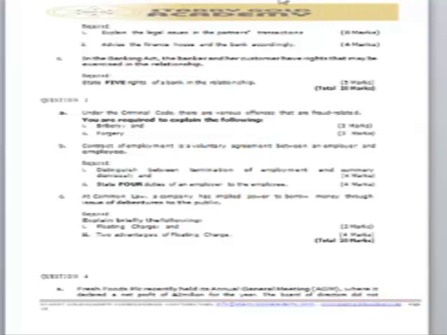Then it says, advise the finance house and the bank accordingly. So what will you now give to the bank? What type of advice will you give to the bank and the finance house? That is left for you.